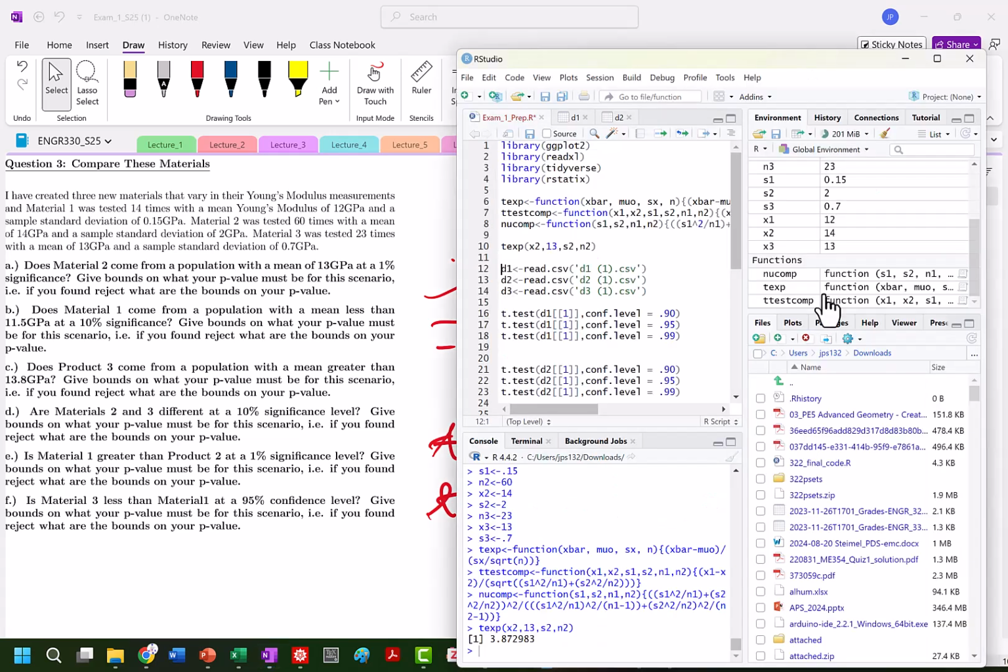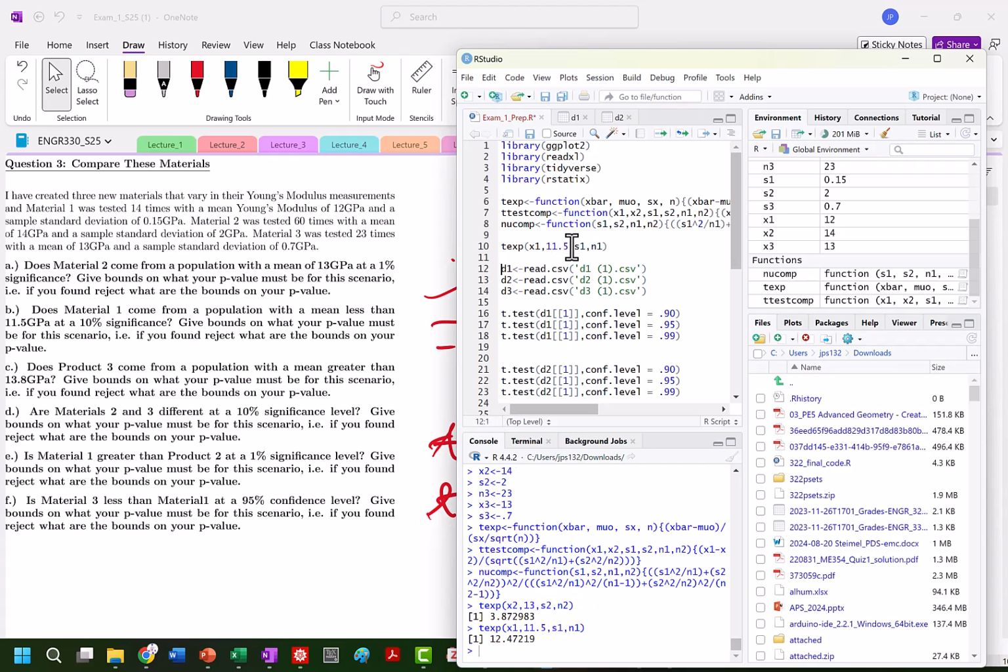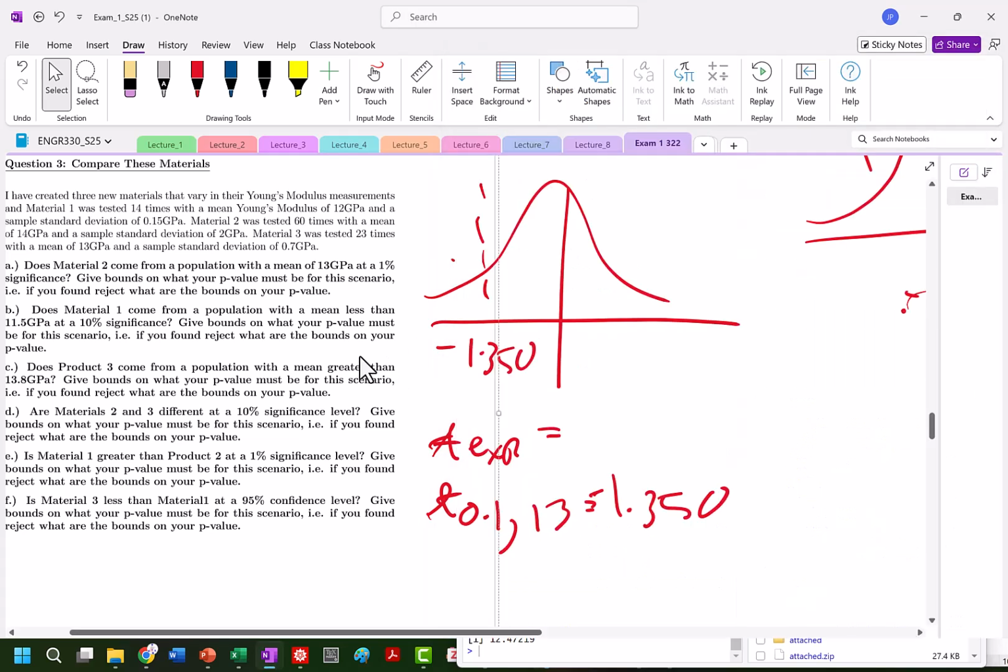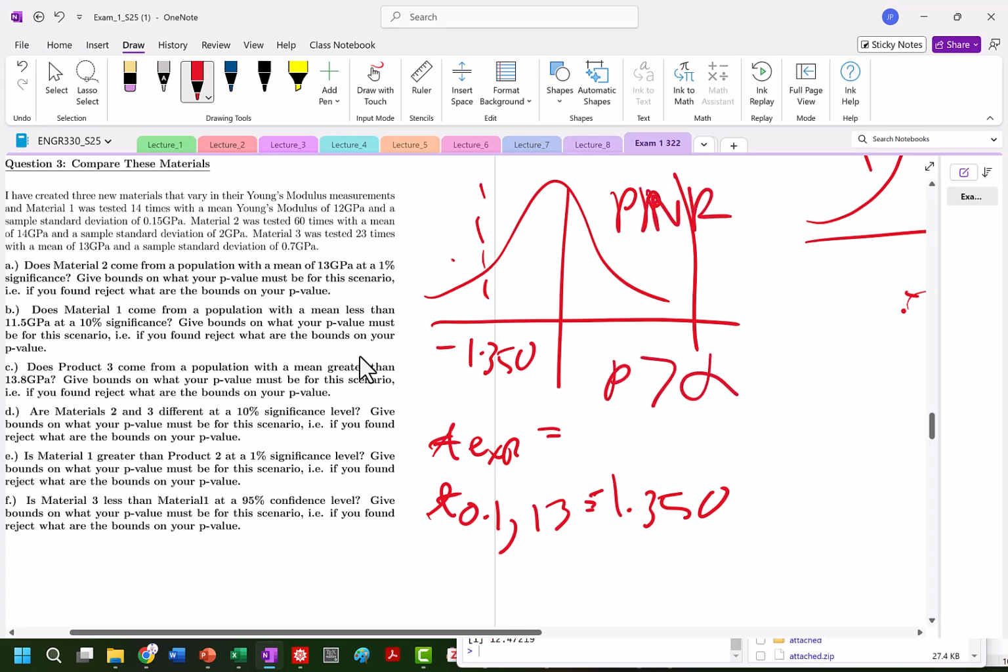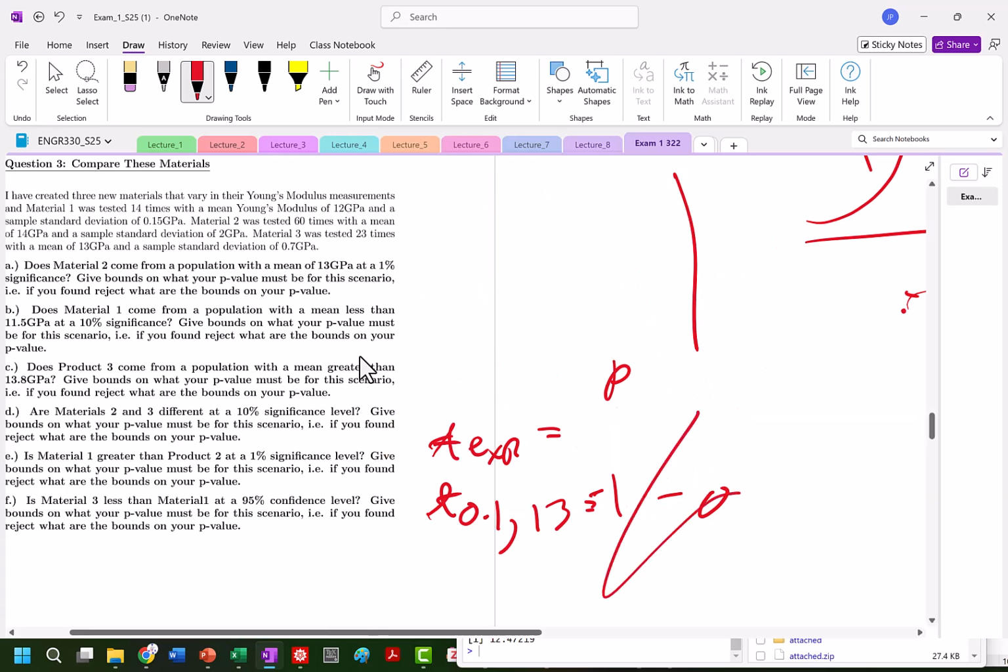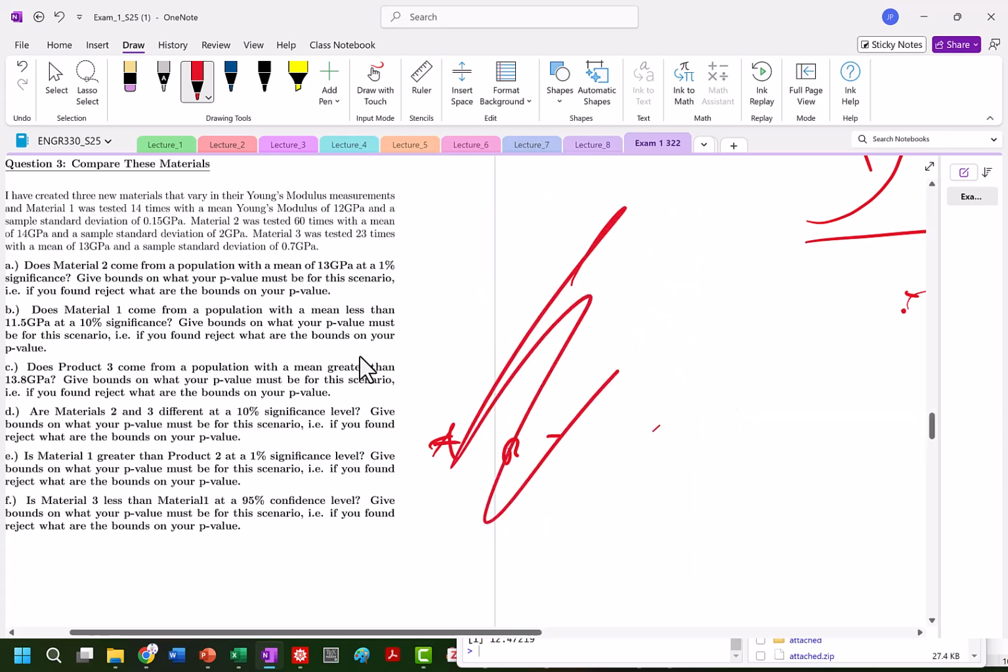Now we calculate the T experimental right here. This is x1, this needs to be s1, and this needs to be n1, and then our mu naught is 11.5. Good. We've got a T experimental value of 12, so that's going to be way over here. That is a big old do not reject, meaning our p-value is going to be greater than our alpha. Beautiful. All right, let's keep it moving.